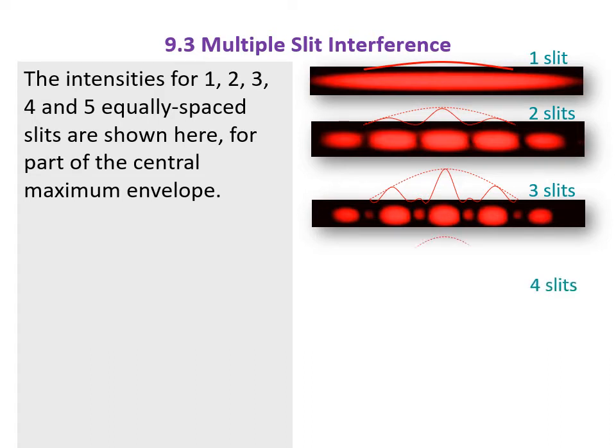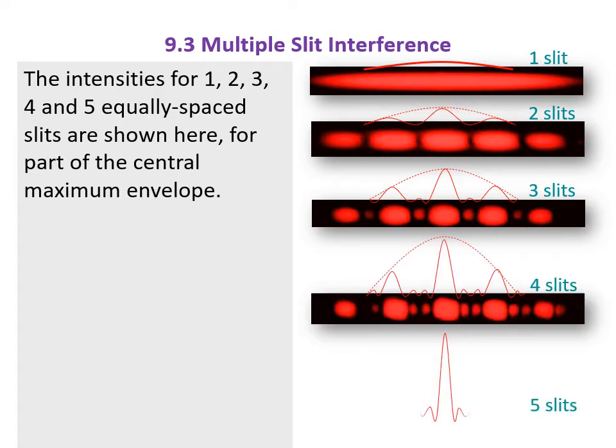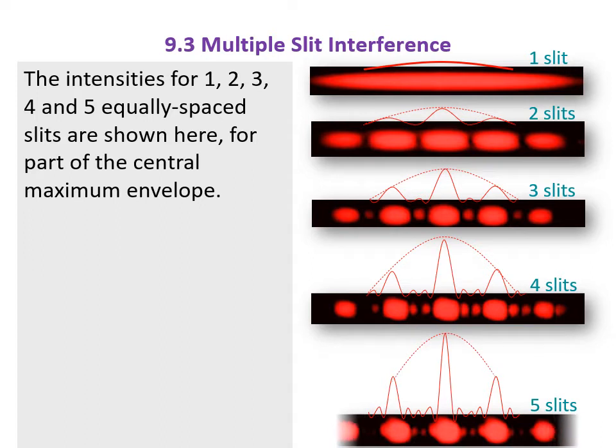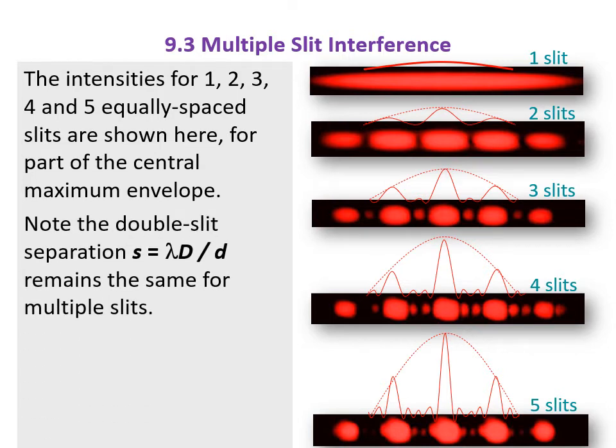4 slits, 5 slits. You can see those smaller secondary maxima in between, but all of this is modulated within that single slit envelope. Note that the double slit separation, s equals lambda D over d, remains the same as you add these peaks. The fringe spacing, the s value, is the same. The center of these primary maxima does not change.